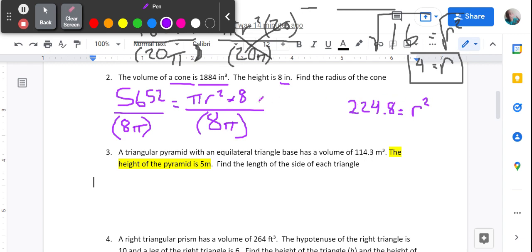All right, so 224.8 equals r squared. If you use 3.14 for pi, you probably got a whole number. Conrad? Square rooted. Thank you, sir. What's the answer going to be? 15. Okay, just getting the variables by itself.